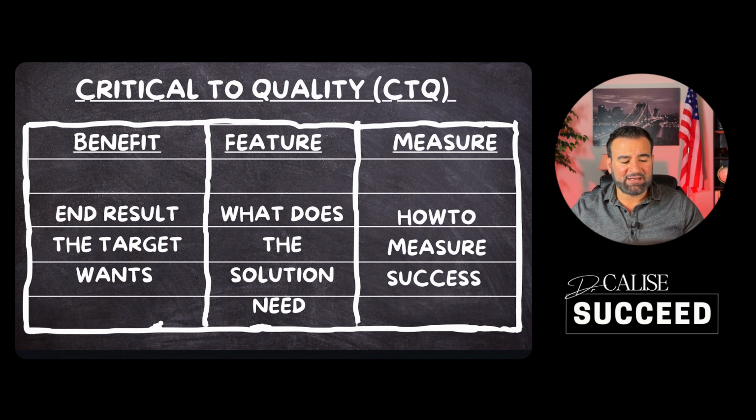And then the final thing I need to do is measure. How can I be sure that I am truly providing the target audience exactly what they want? I need a type of measure that has metrics and a feedback loop, so I know for a fact that what I'm providing my target audience is indeed what they're looking for. All right? It's as simple as that. That is a CTQ.